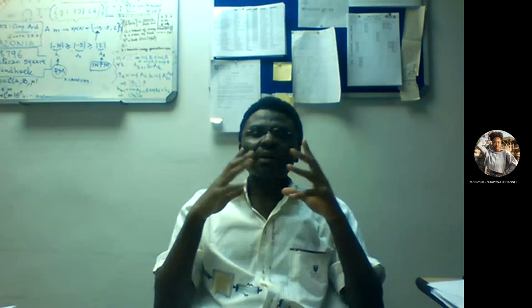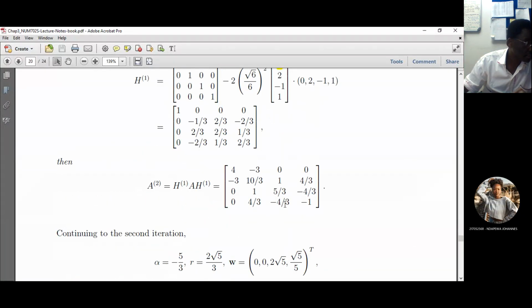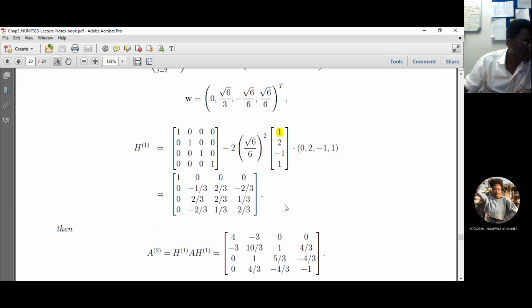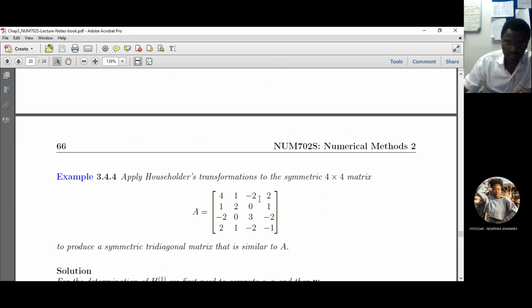Okay, so what we are going to do now, since we went through the algorithm, the detail and everything, we are going to use the algorithm and apply it to the current problem. The current problem, as you can see on your slide, we are going to apply it to this matrix. And if you look at the matrix, you see that the matrix is symmetric.